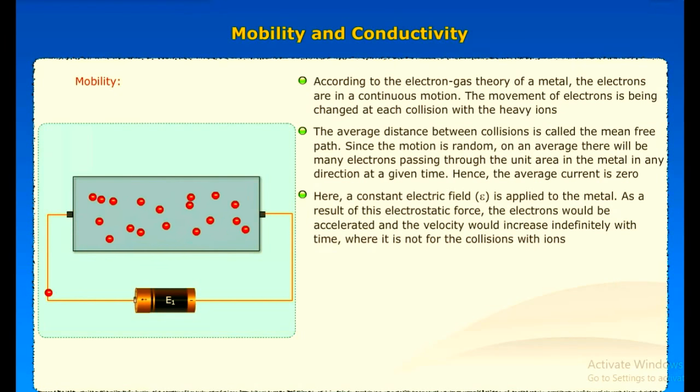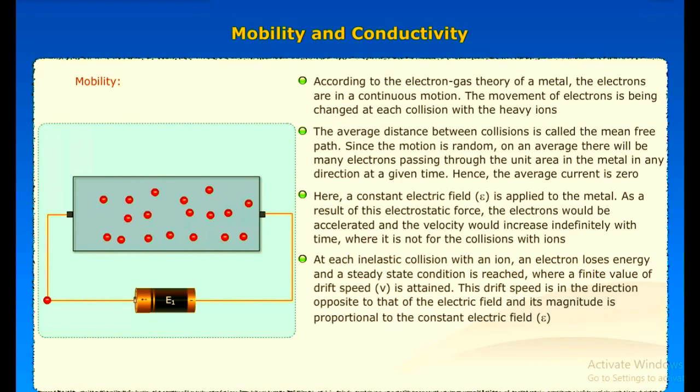Here, a constant electric field is applied to the metal. As a result of this electrostatic force, the electrons would be accelerated and the velocity would increase indefinitely with time, were it not for the collisions with ions. At each inelastic collision with an ion, the electron loses energy, and a steady state condition is reached, where a finite value of drift speed is attained. The drift speed is in the direction opposite to that of the electric field, and its magnitude is proportional to the constant electric field.